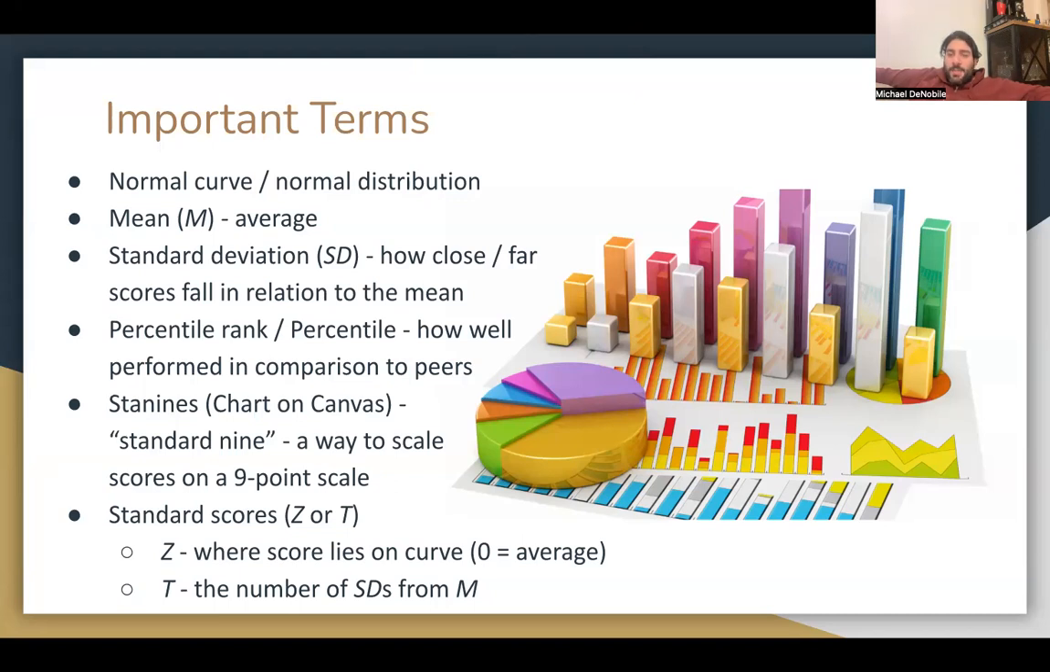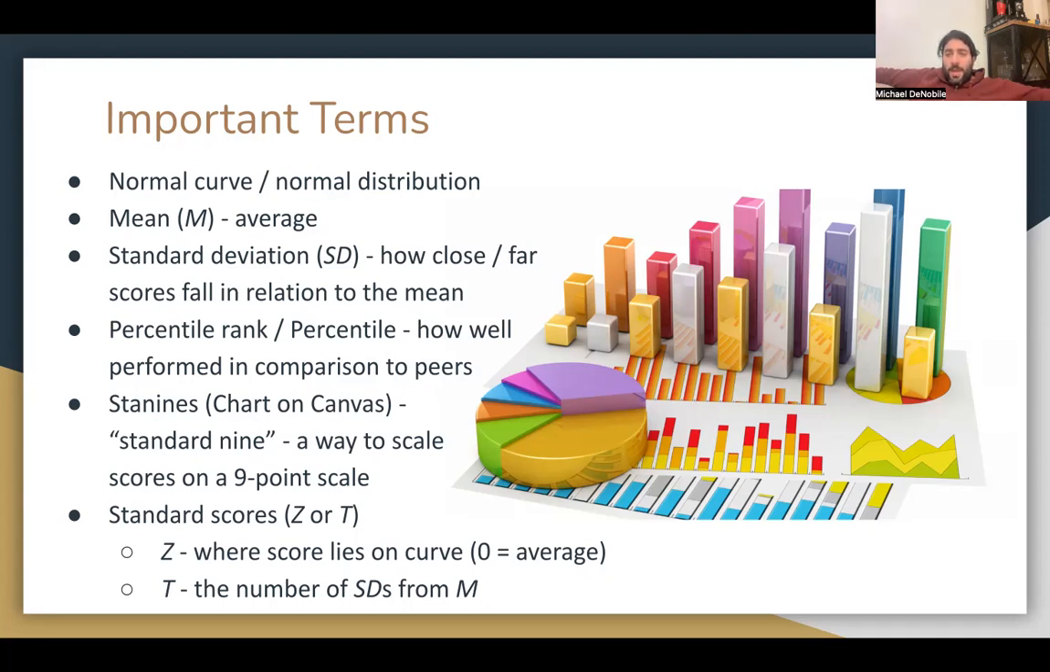Percentile rank, or percentile, is not the percentage score. You could score an 80% on a test, but your percentile is 95. The percentile means you scored at a level 95% or higher compared to your peers.